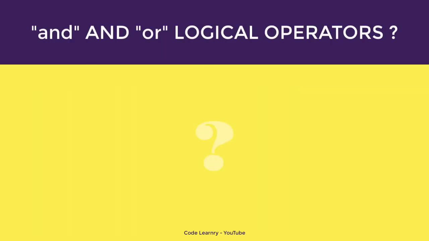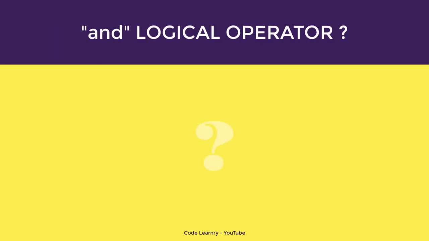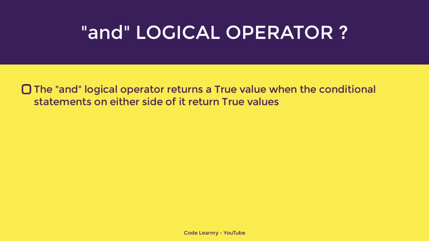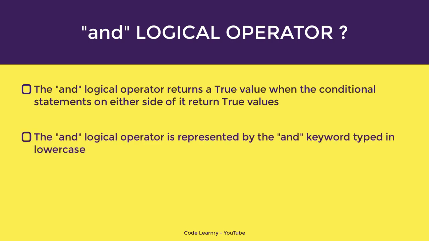So let's take a look at the two most common logical operators we have in Python. And we are going to start off with the AND logical operator. So the AND logical operator returns a true if both the right side and the left side operands are true. The AND logical operator is also represented by the AND keyword typed in lowercase.